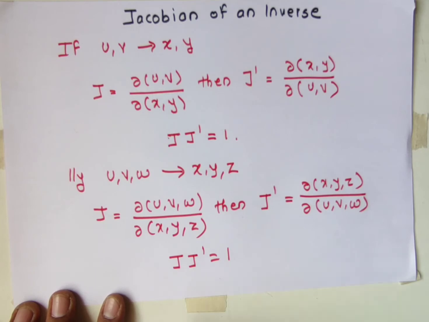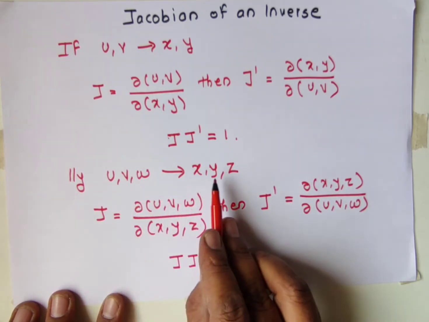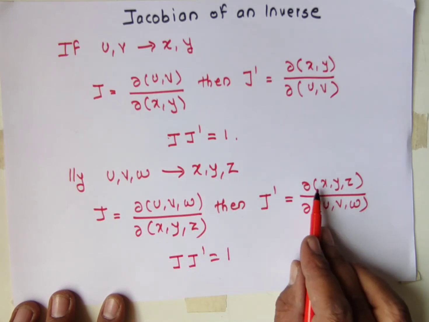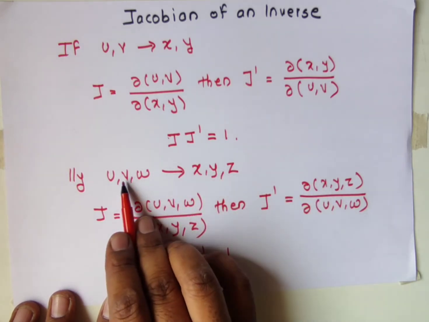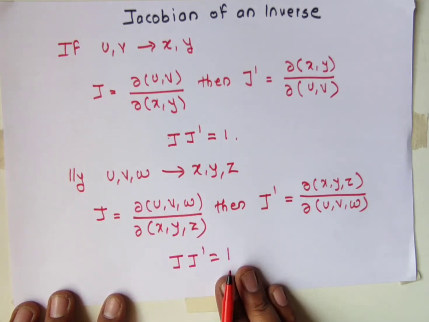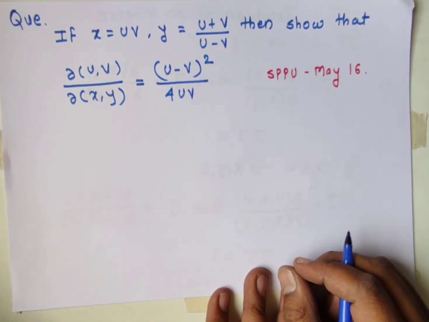Now if you observe, for the Jacobian we move from this direction to this direction, and for the Jacobian inverse we move from this direction to this direction. Remember this. Let's understand this topic with the help of an example.